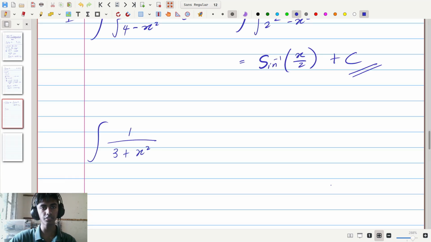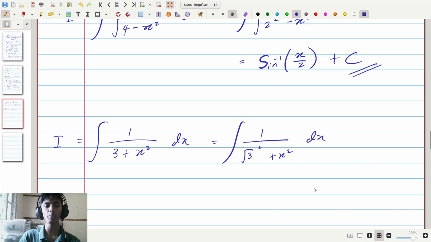Similarly, let's consider the second option. This one is using tan inverse. Let's call this integral I. I is the integral of 1 divided by 3 plus x squared. We should notice that when we have this, we could write 3 as being equal to the square root of 3 squared. So we have the integral of 1 divided by the square root of 3 squared plus x squared dx. And now we have a pattern that we know.